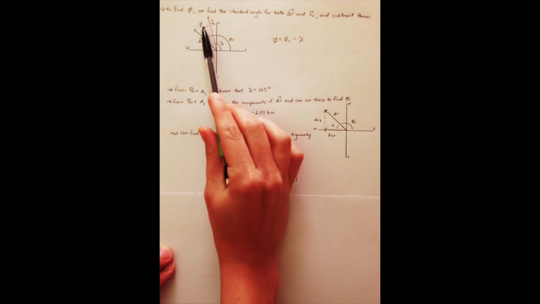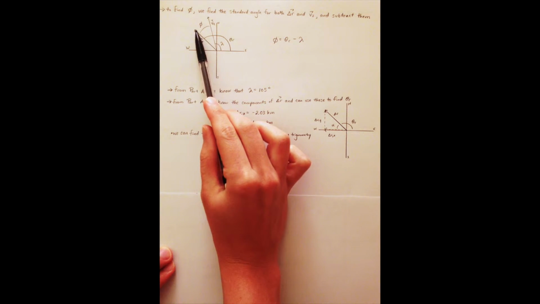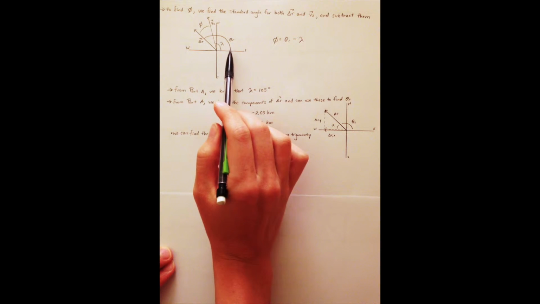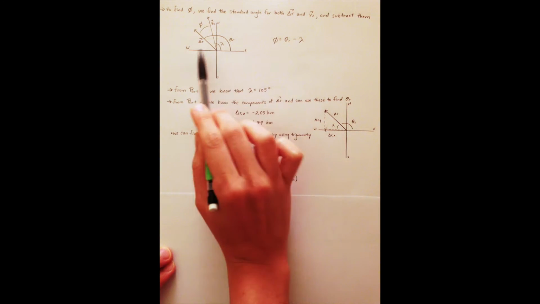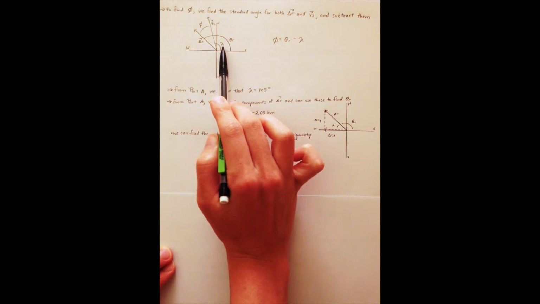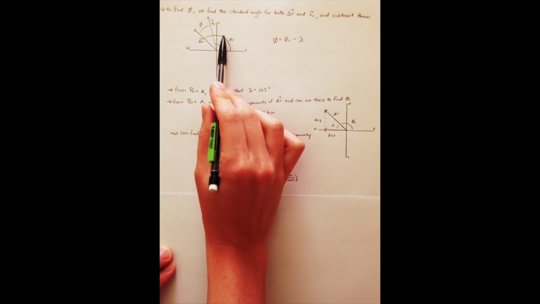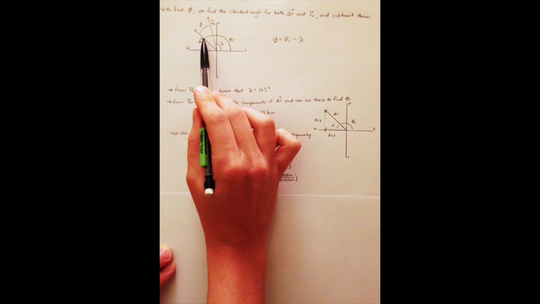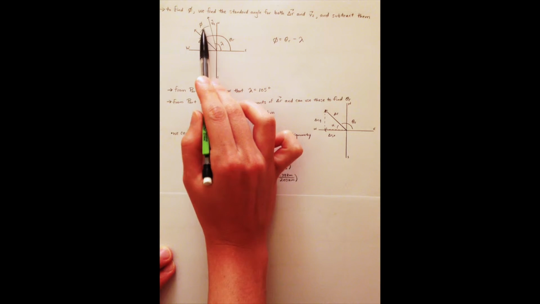To find the angle phi between the vectors v2 and delta r, we will find the standard angles for delta r, which I've called here theta r, and the standard angle for the vector v2, which I've again called lambda, and subtract them. So we find the angle delta r to get to here, subtract off the angle lambda, and what's left will be the angle phi.